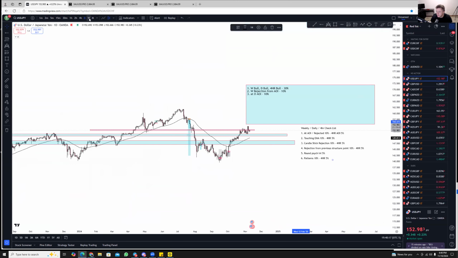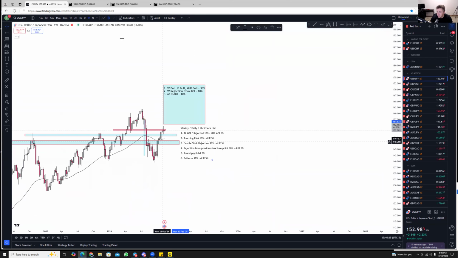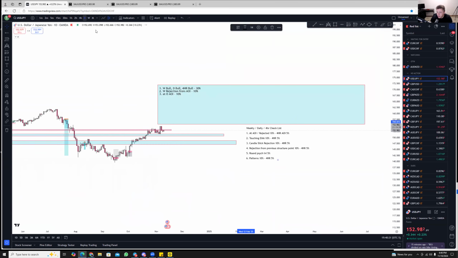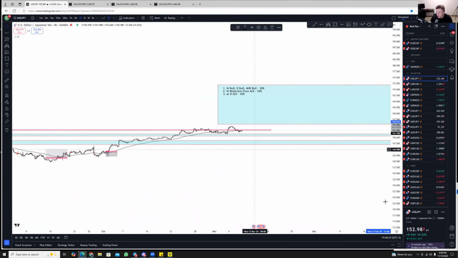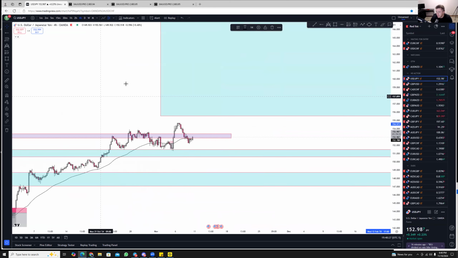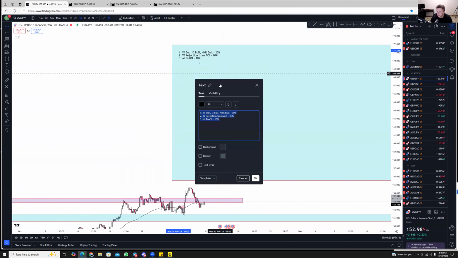Is it touching an EMA? No rejection, no touch on the EMA on the weekly, no touch, no rejection on the daily. On the 4 hour, we are touching the EMA. 4 hour EMA touching, which is equal to 5%.